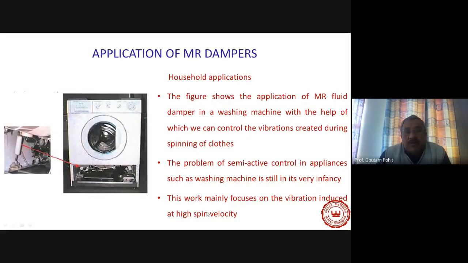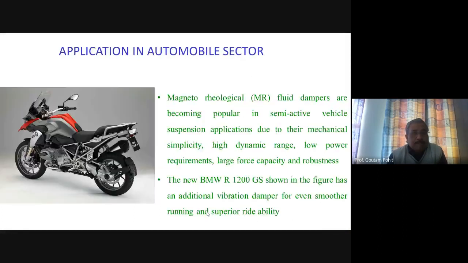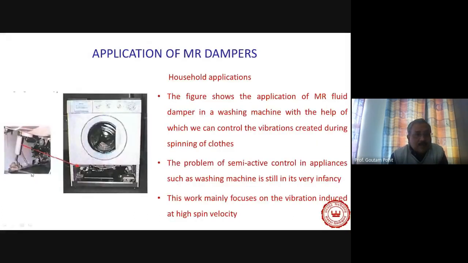Some applications are household applications also. The figure shows the application of an MR damper in a washing machine, with the help of which we can control the vibration created during the spinning of the clothes. The problem of semi-active control in appliances such as washing machines is still in its very infancy stage. This work mainly focuses on the vibration induced at high spin velocity. This is the MR damper shown here.